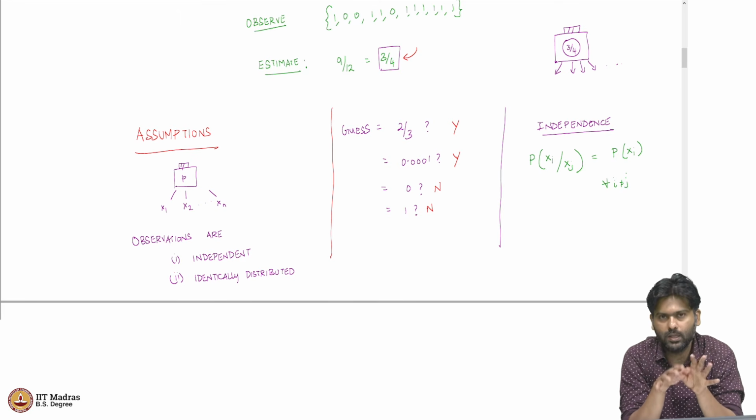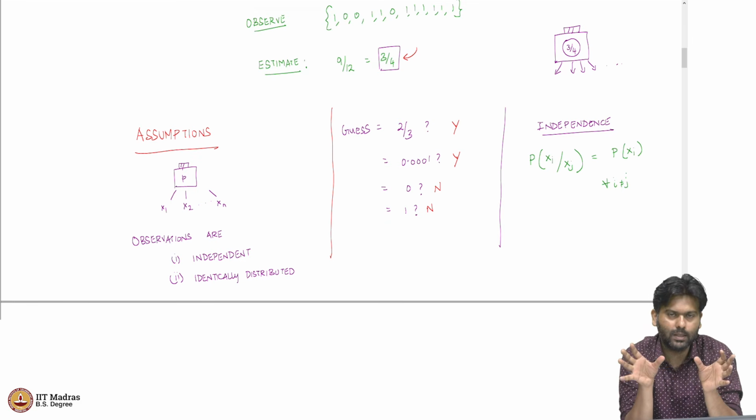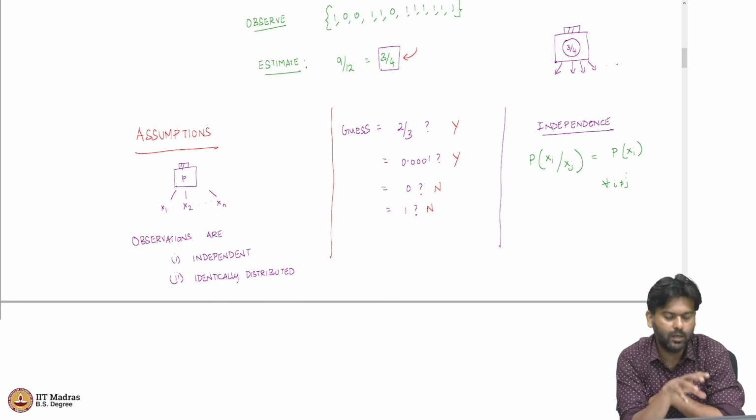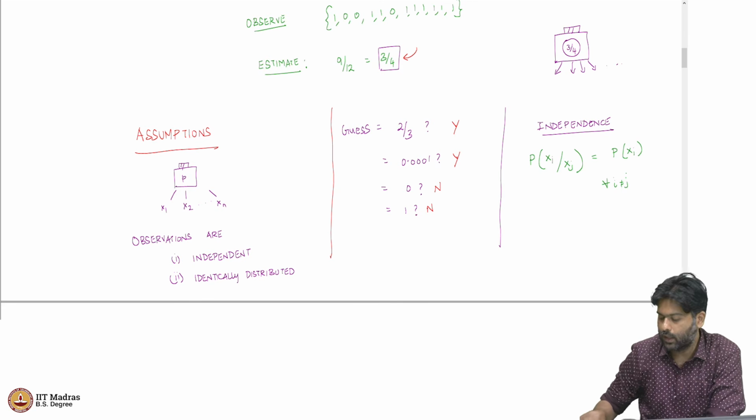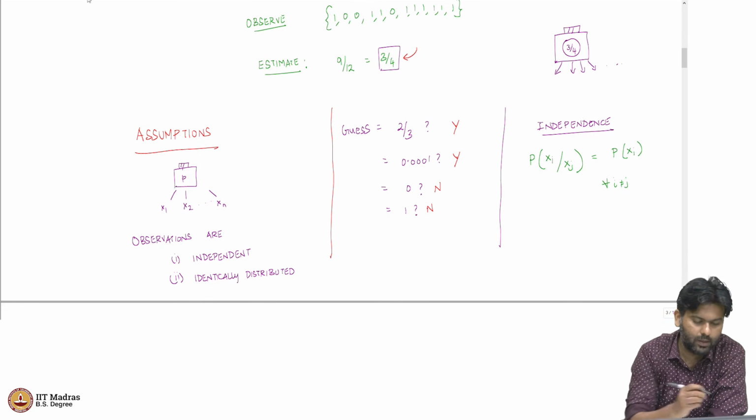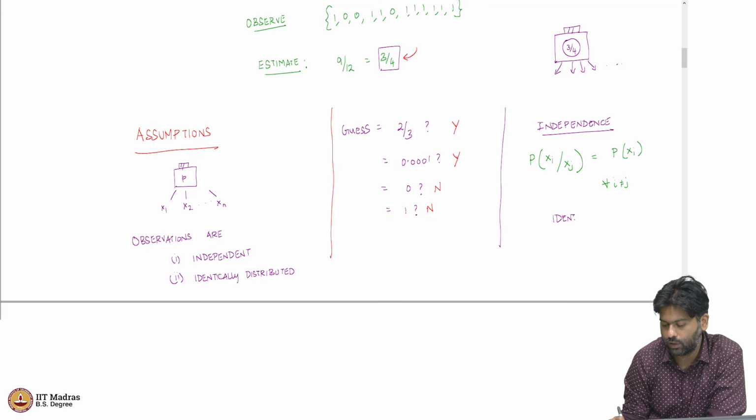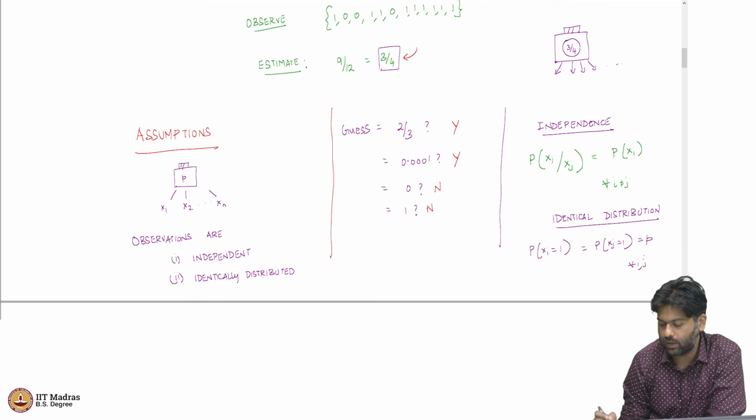And this happens for any pair of observations that you see, and you can also argue that P of xi given any set of other random variables here is still the same as P of xi. So, they are completely independent of each other. That is the first point, something that we are assuming implicitly. The second assumption is identical distribution. What does that mean? That means the following: P of xi equals 1 equals P of xj equals 1 equals P, for all i, j.